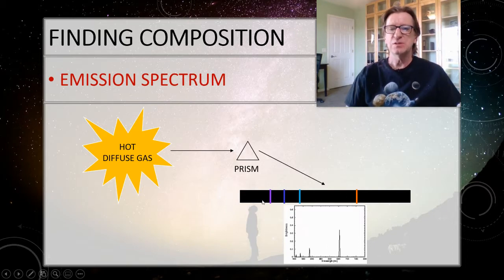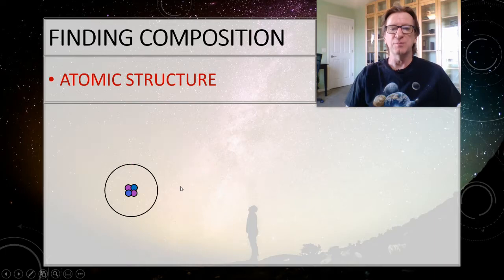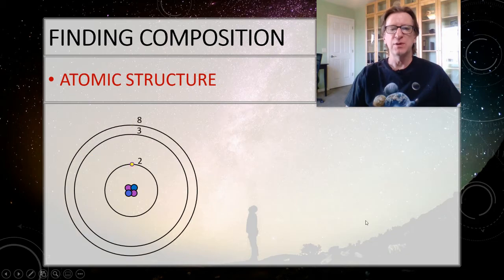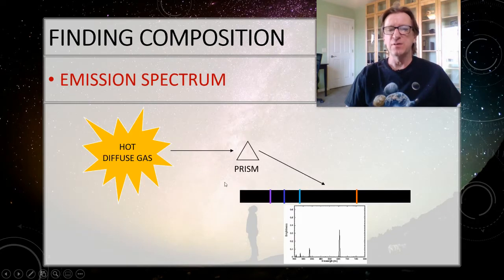Okay, so with a hot dense gas, let's go all the way back up to here. With a hot dense gas or a hot dense object of any kind, I'm going to get all the colors, and so that's going to produce this continuous spectrum. But if I have a hot not dense, a diffuse gas, then I'm going to produce this.